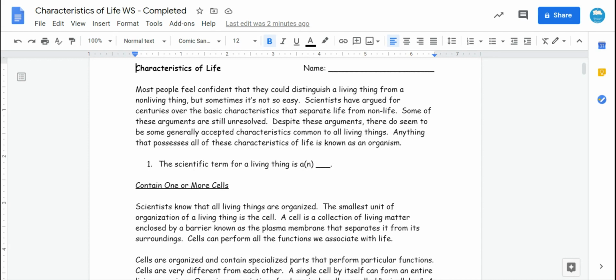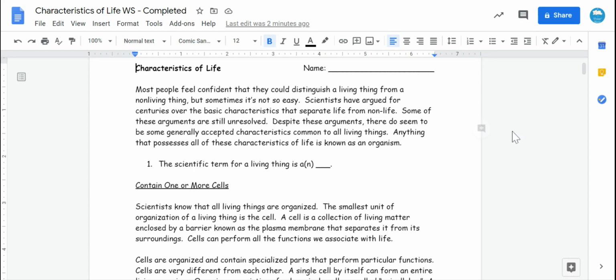So, that's pretty much the gist of our notes. When we started with the characteristics of life notes, that was the big thing: you can have some of these characteristics and not be alive, but to be alive, you have to have all of those characteristics.